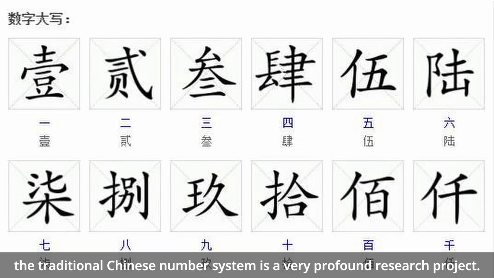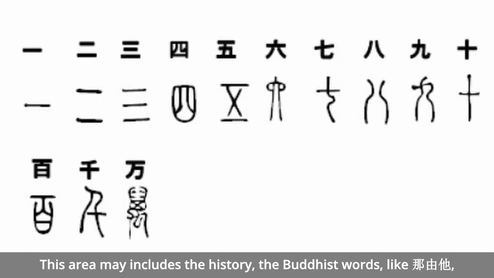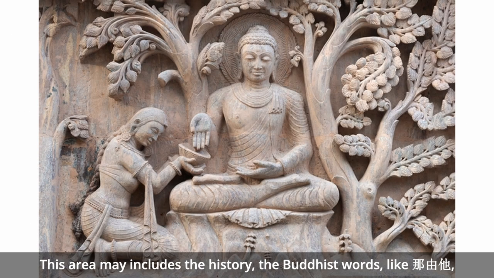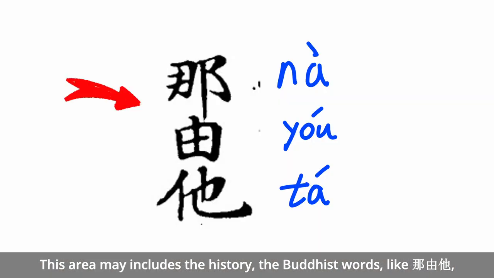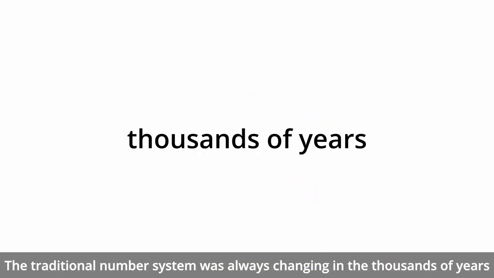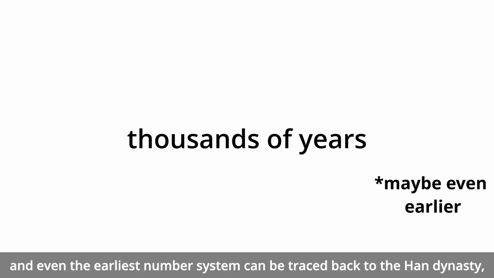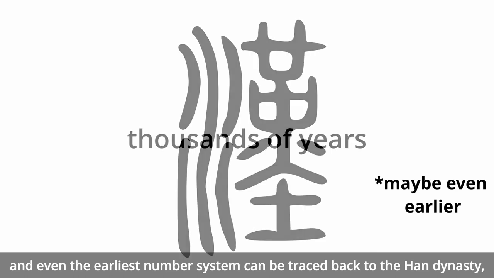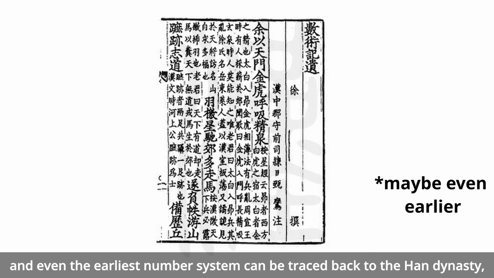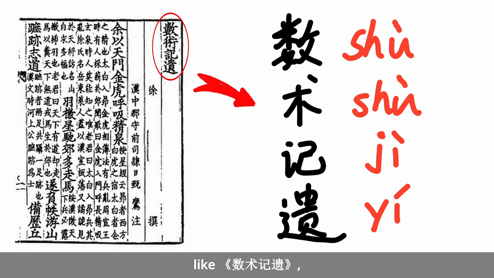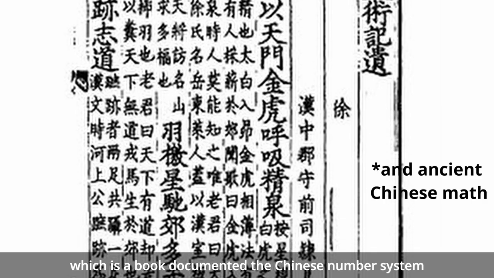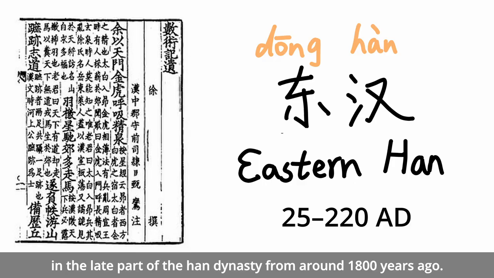In fact, the traditional Chinese number system is a very profound research project. This area may include history, and Buddhist words like Na Yu Ta, which is from Buddhism. The traditional number system was always changing over thousands of years, and even the earliest number system can be traced back to the Han Dynasty, like Shu Shu Ji Yi, which is a book that documented the Chinese number system in the late part of the Han Dynasty, from around 1800 years ago.